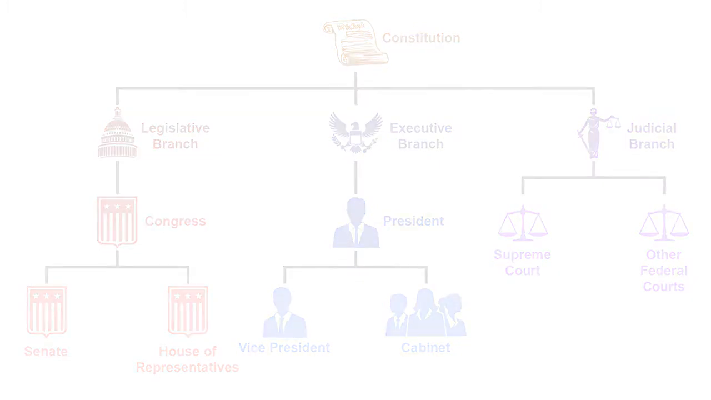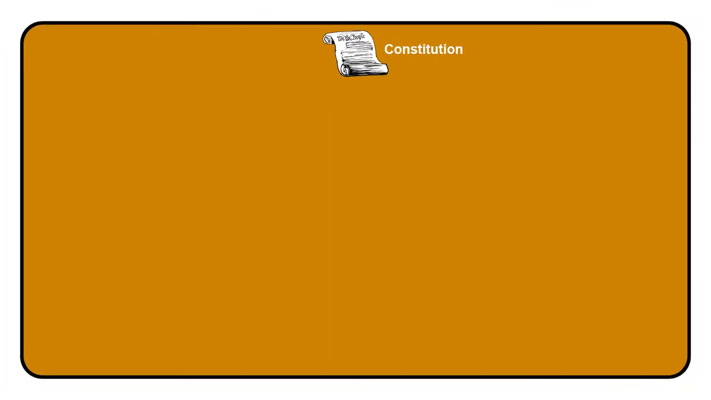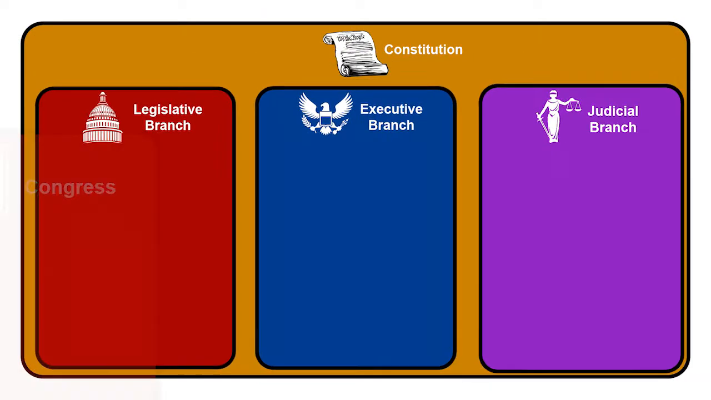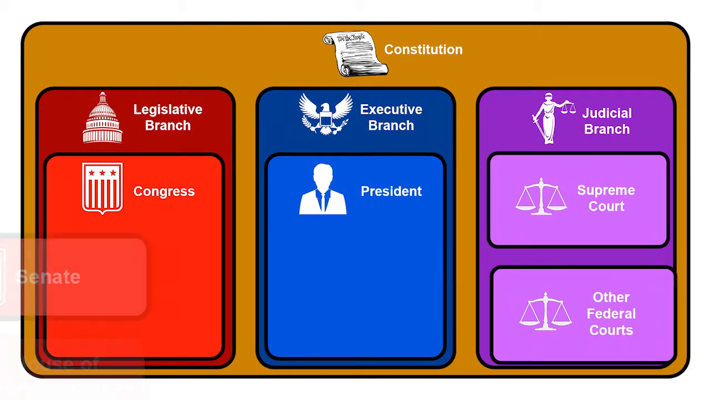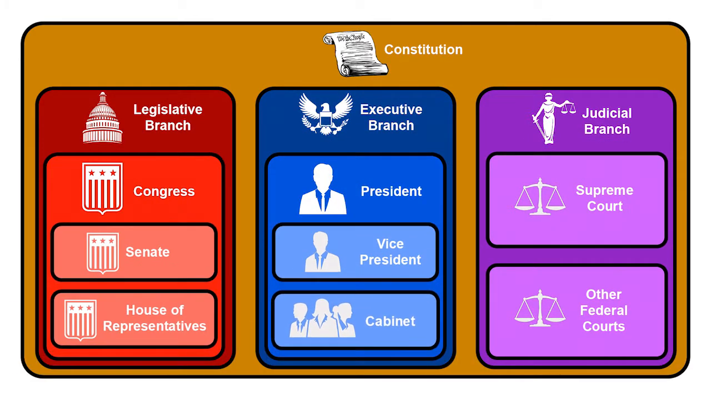Another way to organize would be to use a concentric shape. Whatever lies within a shape is supervised by the organization represented by that shape. For example, the president operates within the executive branch and he oversees the vice president and his cabinet.